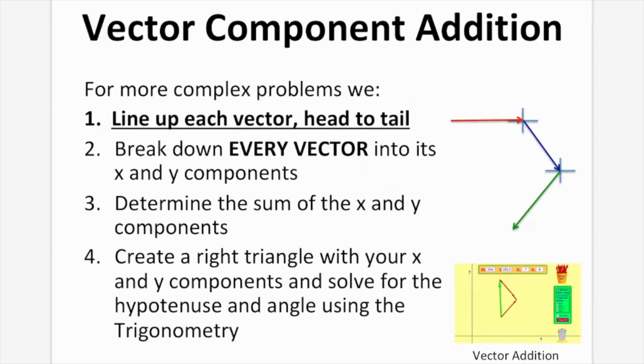Vector component addition. So for more complex problems, we need to do a couple more things. First of all, we're going to line up each vector head to tail, like we have shown in this picture right here on the right-hand side. We're going to break down every vector into its x and y components like we were doing previously. And we're going to determine the sum of the x and the y components. We're going to find out the x's individually, and then we're going to add them all together. We're going to create a right triangle with our x and y components, and then we're going to solve for the hypotenuse and angle using trigonometry.